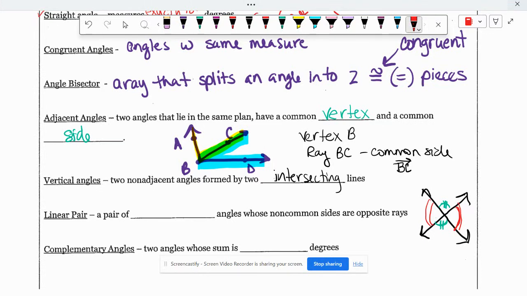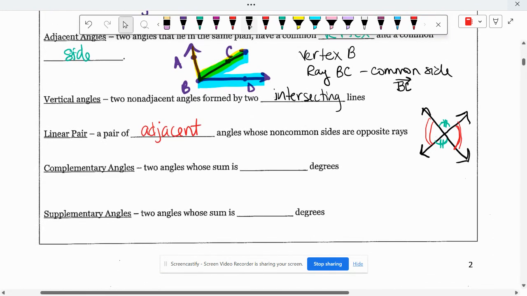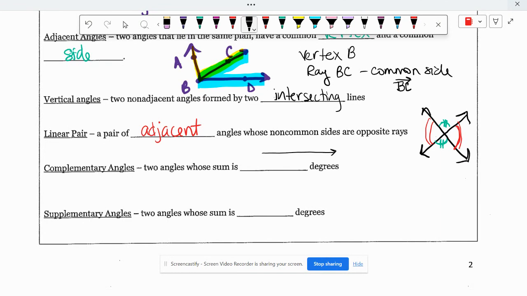A linear pair is a pair of adjacent angles. Remember, adjacent means they have the same vertex and a common side. An example of a linear pair is something like this, where maybe this is 30 degrees and this is 150 degrees. It's called a linear pair because of the word line. The angles sum up to 180 degrees. That's why I chose 30 degrees and 150.